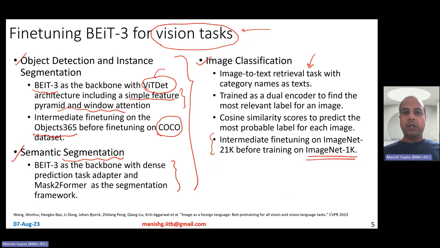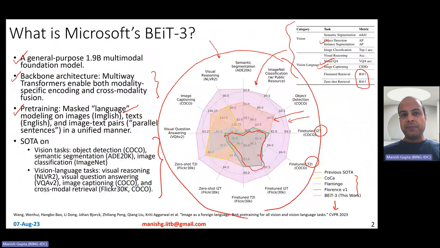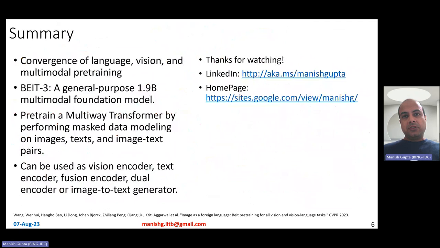And as we already talked about, across all of these tasks, BEiT-3 has been shown to outperform all available state-of-the-art baseline methods. Okay, so that's that. Let me quickly summarize. BEiT-3 is a nice convergence of language, vision, and multimodal pre-training. BEiT-3 is a general purpose 1.9 billion parameter multimodal foundation model. It consists of pre-training a multiway transformer by performing masked data modeling on images, text, and image-text pairs.